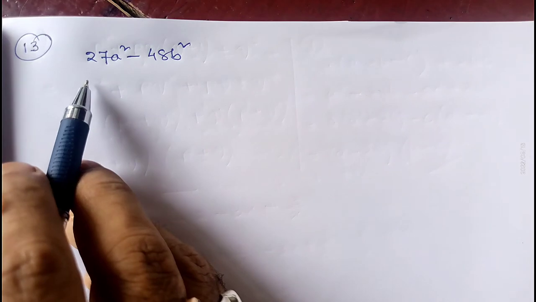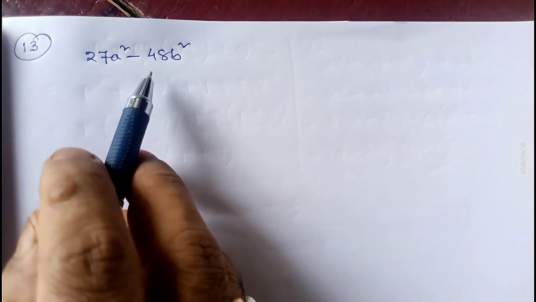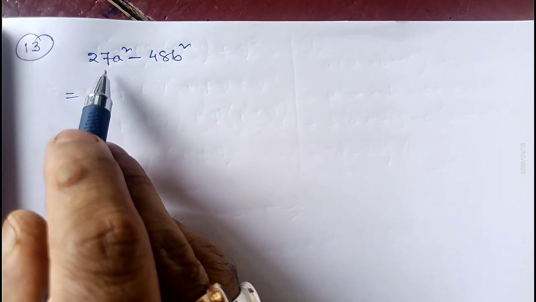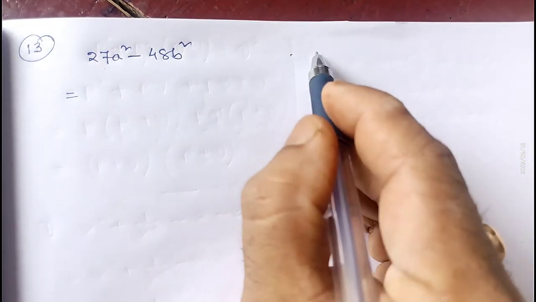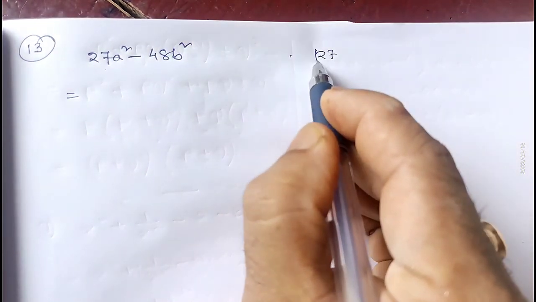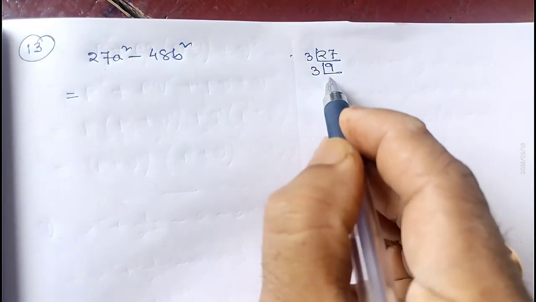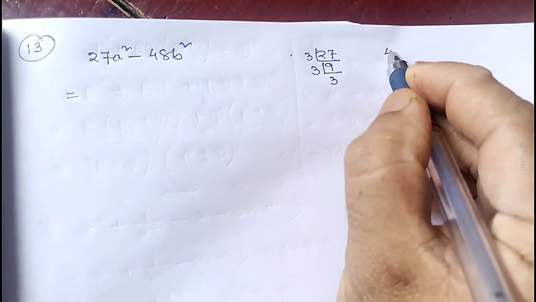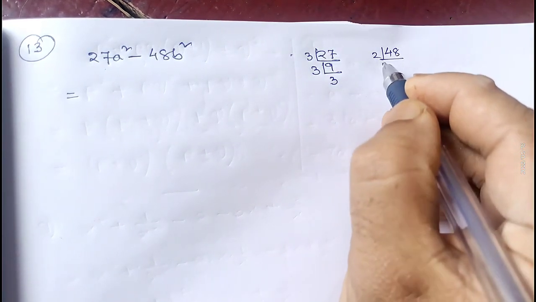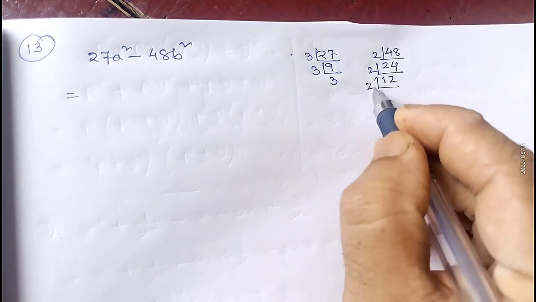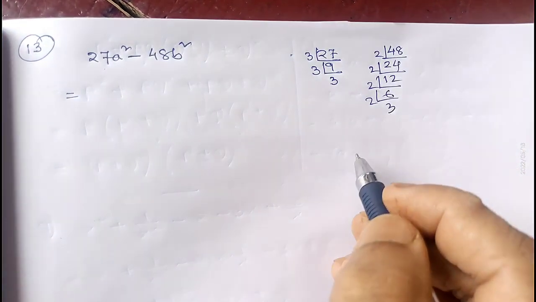In question number 13, it is given that 27 a square minus 48 b square. Sometimes students find it difficult to find common. For them, they can do like this. 27, if you prime factorize, it will be 3, 9, 27. Then 3, 3, 9. For 48, you can write like this. 2, 24, 2, 12, 2, 6, and 2, 3.